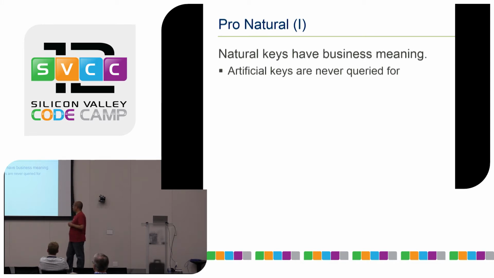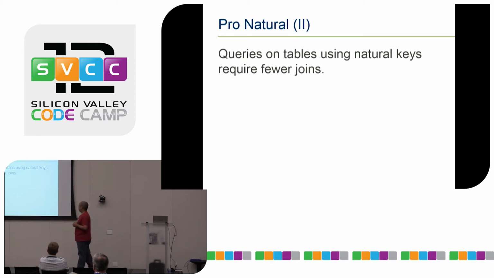So artificial keys are never queried for directly. I will query them in joins, I will query them whenever I need to do referential integrity, but I will never query them directly. We'll see the implication of that.